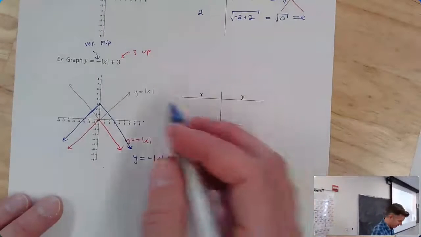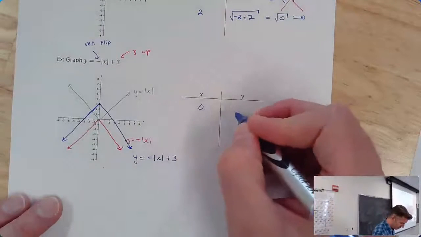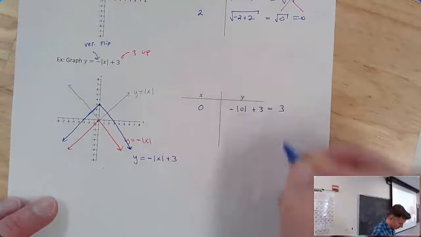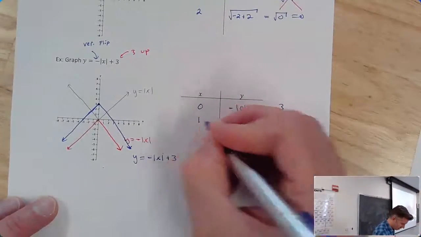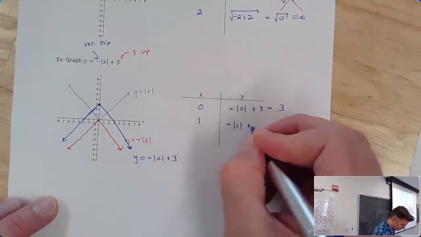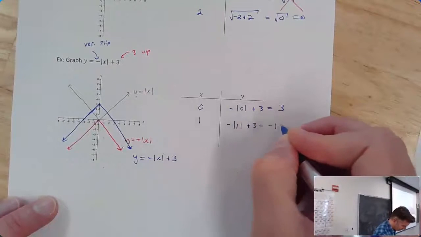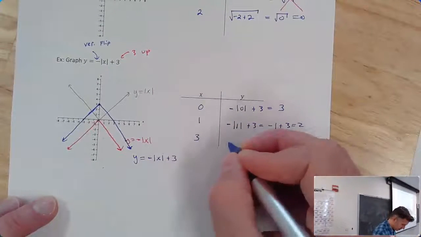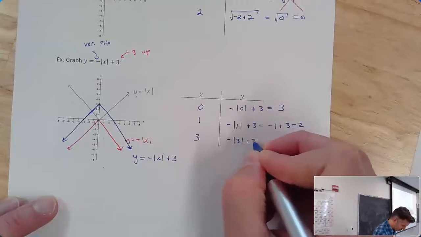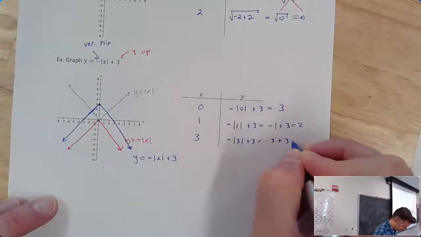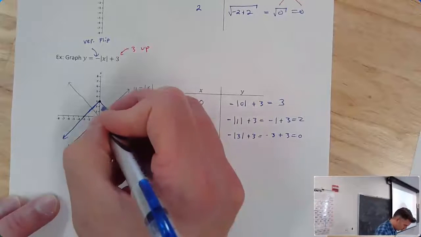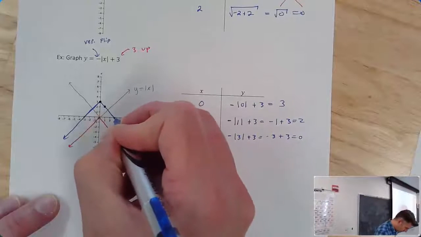So, if I was going to plot some points, if x is 0, negative absolute value of 0 plus 3 is 3. If x was 1, the negative absolute value of 1 plus 3 is just negative 1 plus 3, which is 2, and so on. If x is 3, the negative absolute value of 3 plus 3 is negative 3 plus 3, which is 0. So I'm getting the points 0, 3, and 1, 2, and 3, 0.